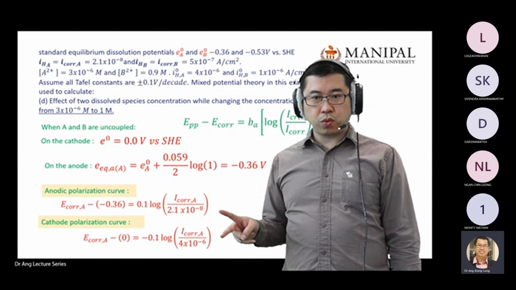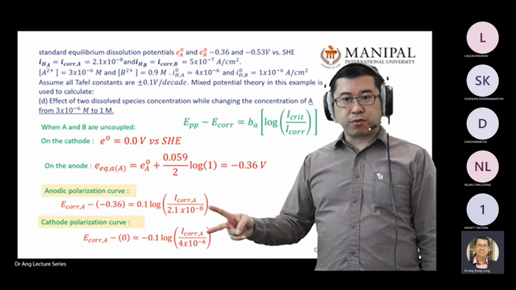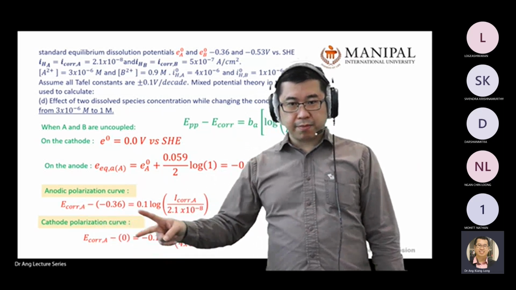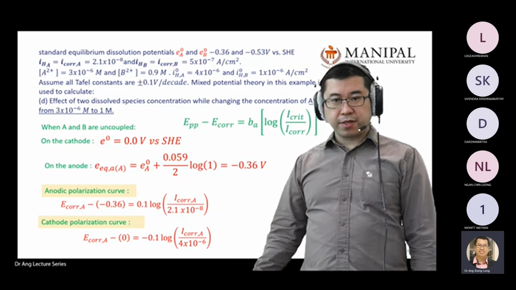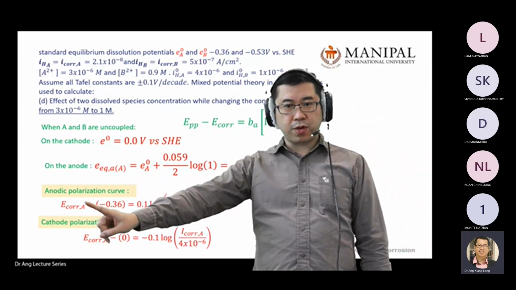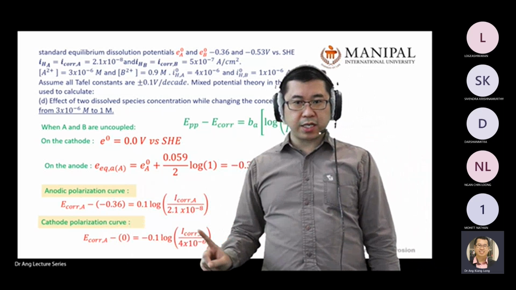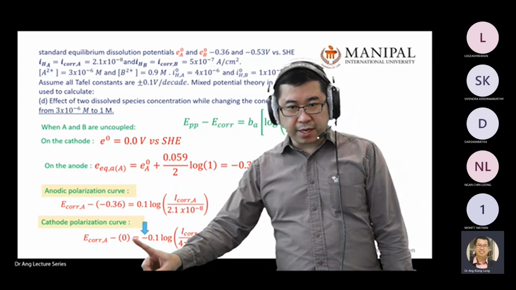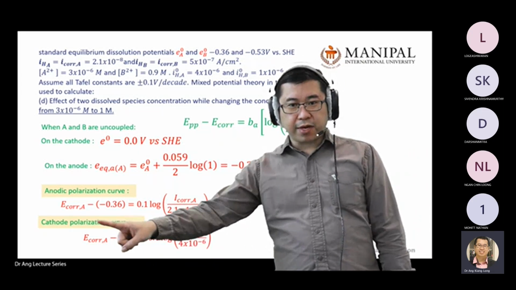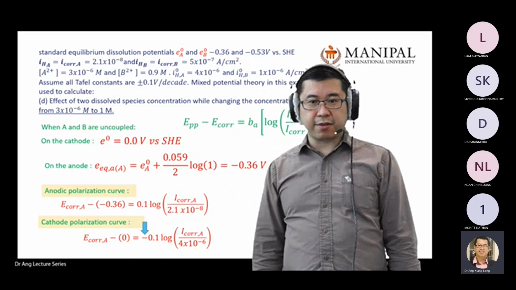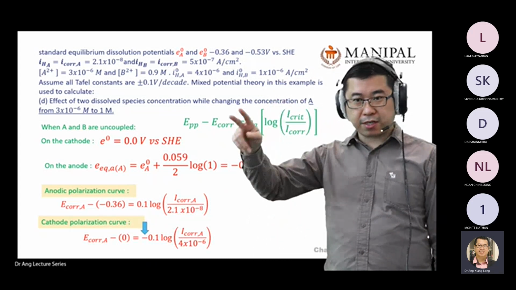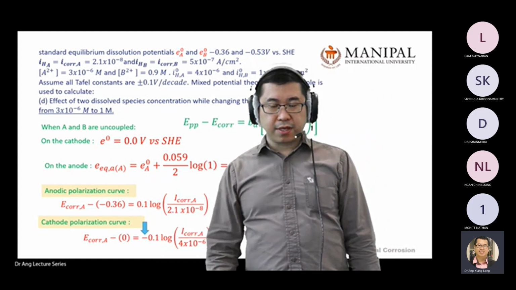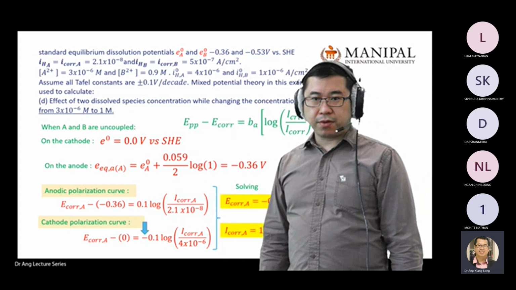So you have two equations again, two unknowns, same. Two equations, two unknowns, you can solve by simultaneous equation. Treat this one as y, this one as x. Here also y, this one as x. Solve the equation. Again, I highlight why for cathode y the Tafel constant is negative, because cathode is a negative gradient on the graph. Okay, you solve, you get two answers.